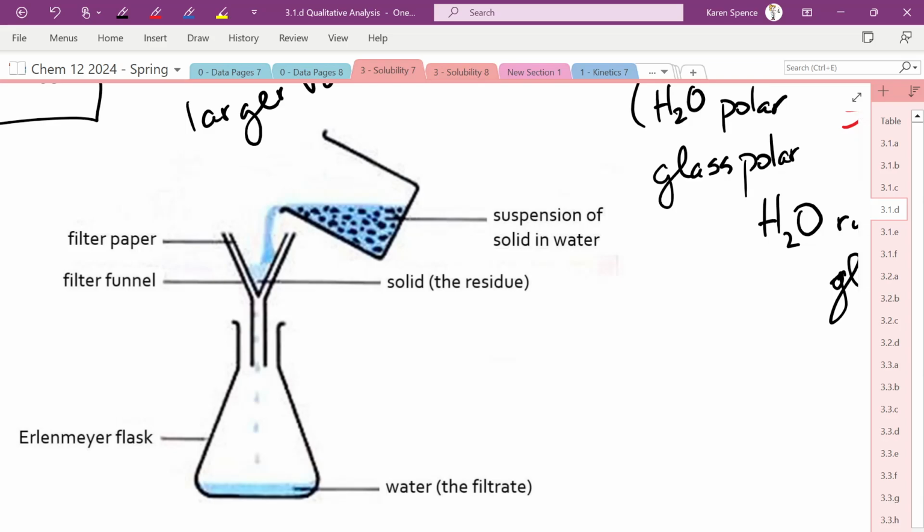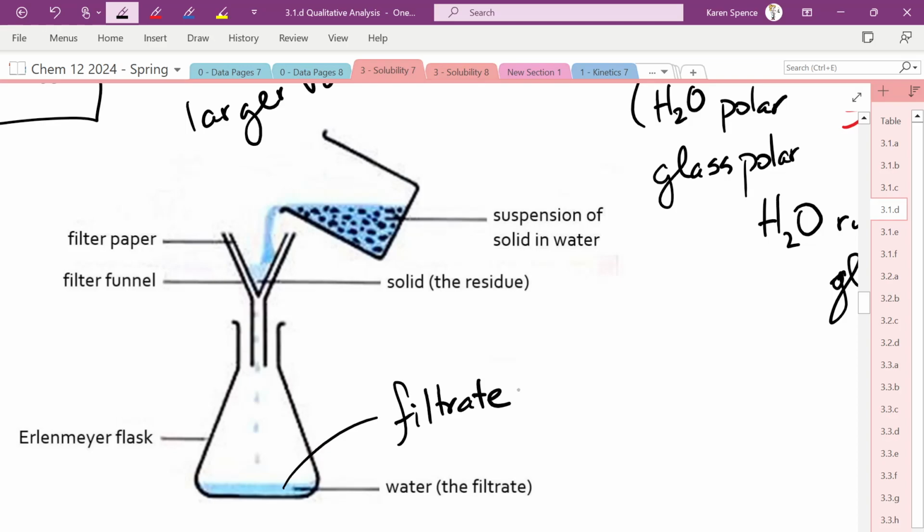So here's what we would do if we filter it. We've got our filter paper. We've got a funnel. The liquid comes drip, drip, drip. We don't call it a supernatant anymore because super means above, and it's not above anything, is it? It has been filtered, therefore it is called the filtrate.